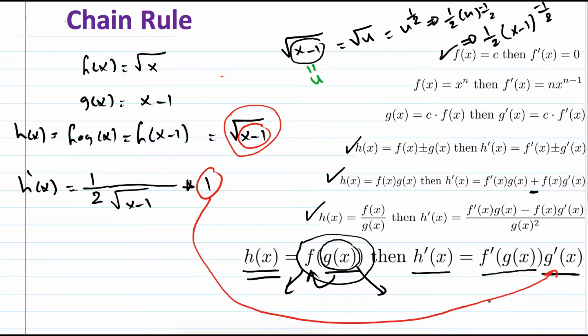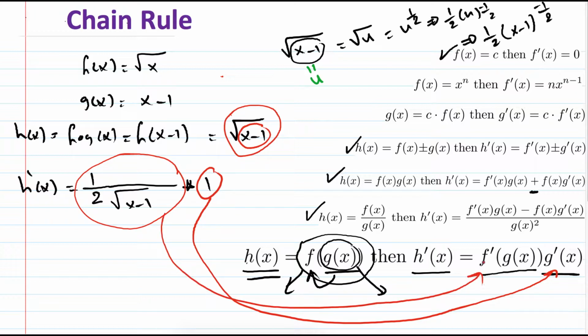This is g prime of x. This is f prime of g of x. This is the derivative of the mom function. This is the derivative of the baby function. And I found the derivative of the mom function.